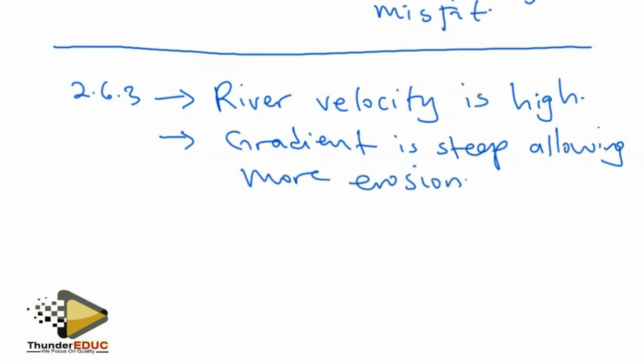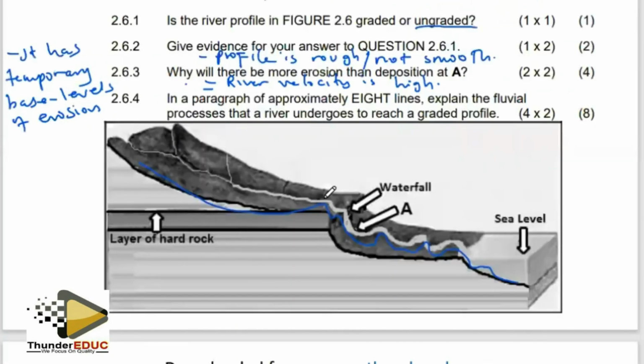Okay, so that's why we say that at A there will be more erosion than deposition. Look at the gradient. It is too steep. That's why there's a waterfall. Too steep. So where it is too steep, we don't expect materials to be deposited. Instead, the river will be eroding vertically, and as well, due to the steep gradient, the velocity or the speed of the river is going to be high. Therefore, it will be eroding instead of depositing materials.